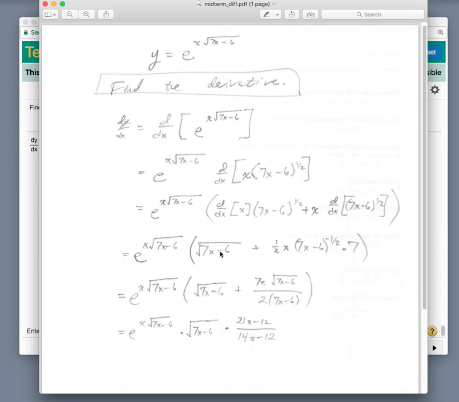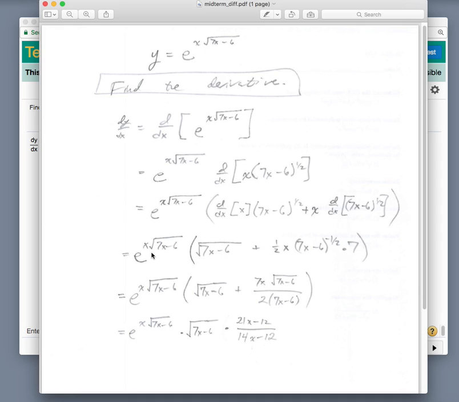The derivative of x is just 1, so that's just 1 times the square root, and I put it back in radical notation at this point for myself. And the second term is x times the derivative of that square root, which ends up being 1/2 from the power rule, times (7x minus 6) to the minus 1/2 power, since I subtracted 1 from the power, times 7, because I differentiated the inside piece, underneath the square root. This is the second instance of the chain rule.